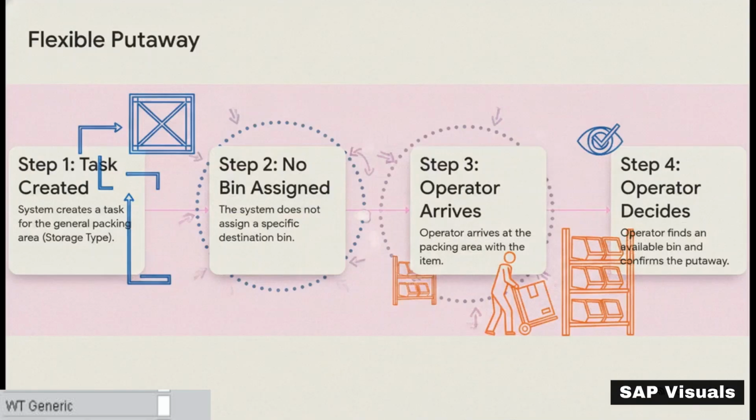Okay, so here is the flexible process in action. By setting WT generic to only storage type, the system does something brilliant. In step 1, it creates the task, but it only directs the operator to the general packing area. Now here's the key. Step 2, the system does not assign a specific bin. This is huge. It means that when the operator arrives in step 3, they are completely free to use their own eyes and their own judgment in step 4 to find the best physically available spot and finish the put-away. What's the result? No delays, no confusion, just pure efficiency.